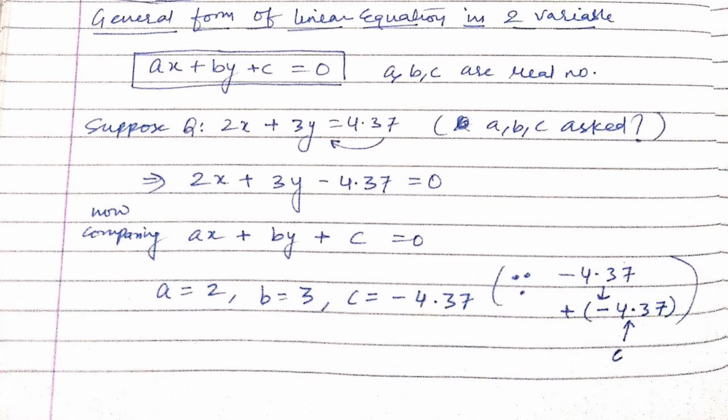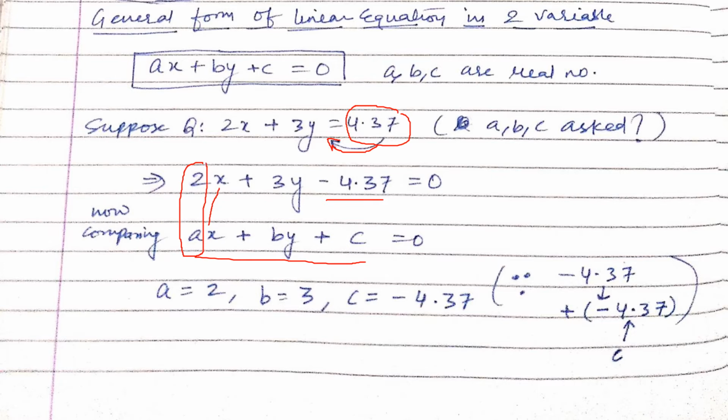This 4.37 is right now on the right hand side. When you make it on the left side, it becomes minus 4.37. Okay. Now if you compare with this equation, what will happen? x and x are the same. So a is equal to how much?